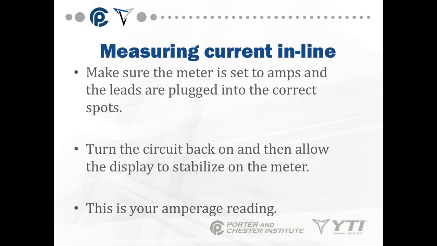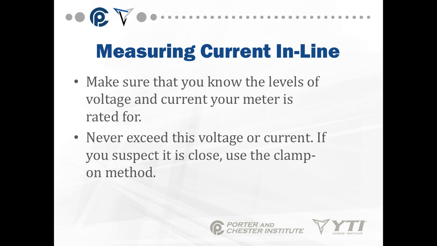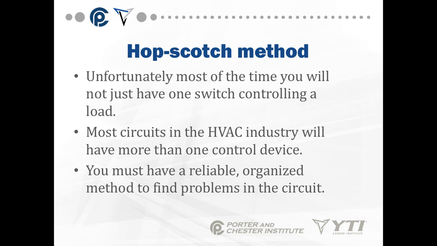Be very, very careful with inline that you know the levels of voltage and current your meter's rated for. Do not exceed it. You do not want to put an inline amp reading in a circuit that handles like 400 amps, or even sometimes 50 amps, because it might exceed the capability of your meter. If you suspect you are close, use the clamp-on method.